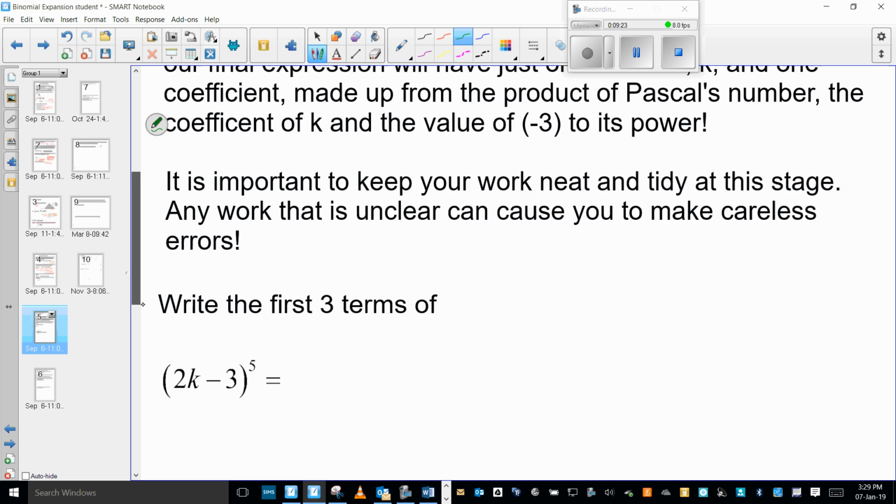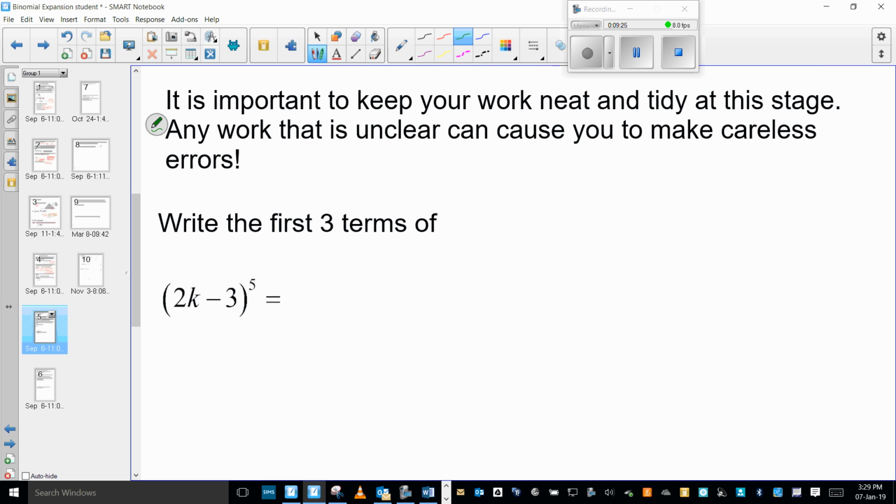So if we're writing the first 3 terms of this, we know it's to the power 5, so our first would be 5C0, 2k all to the power 5, negative 3 to the power 0. Now, it could well be that for the first term, you're going to look, Miss Harrison, why do you keep doing that? This is always 1, this is always 1, we don't need to write them. Completely appreciate that. So you might always want to ditch these two, because you know that that's always going to be the case. It's up to you.